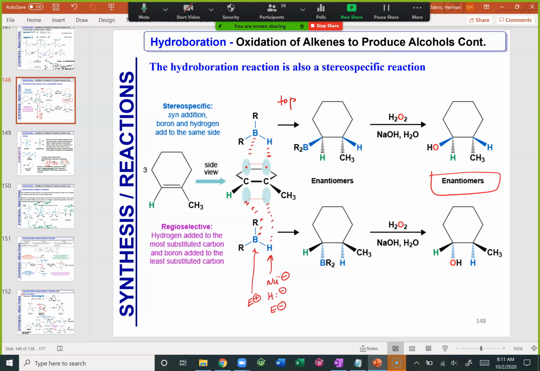So that's how you need to start thinking about this. Boron is acting like a big proton there, so it goes to the least substituted carbon. All right. You can take notes or watch this video again. I just want to keep my slides clean.